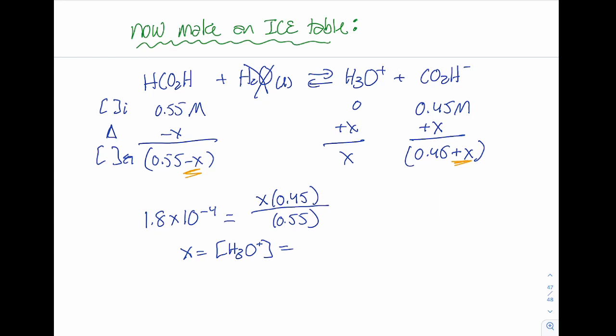And I'm going to double check that. And I got 2.2 times 10 to the negative 4th molar. And then my pH is the negative log of that, which comes out to be 3.66.